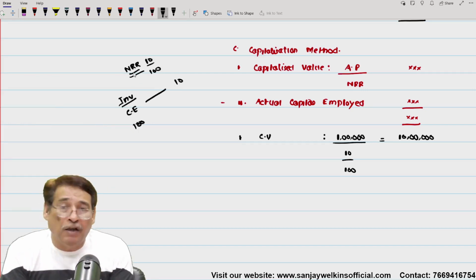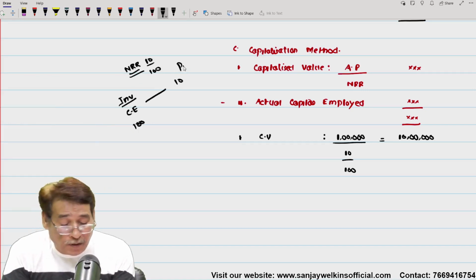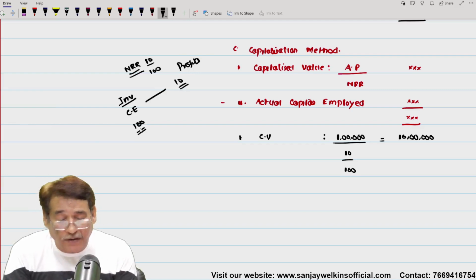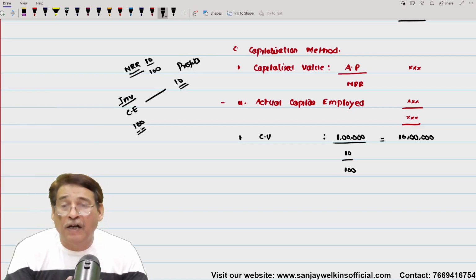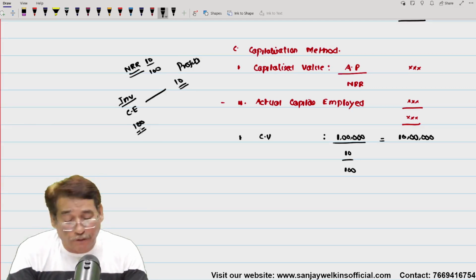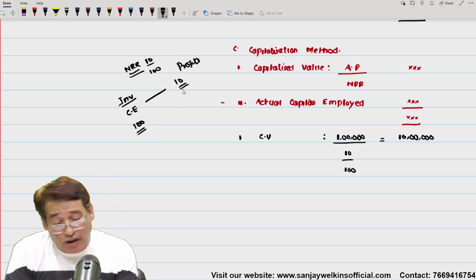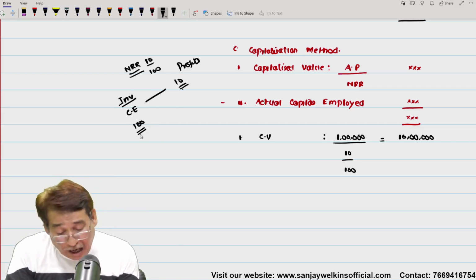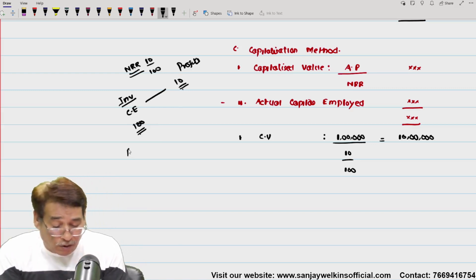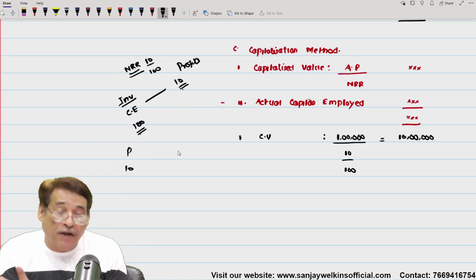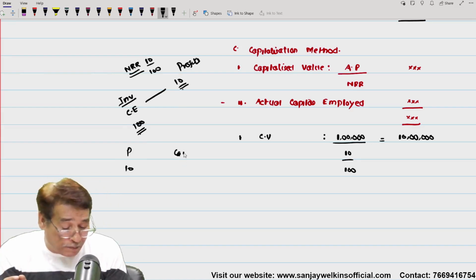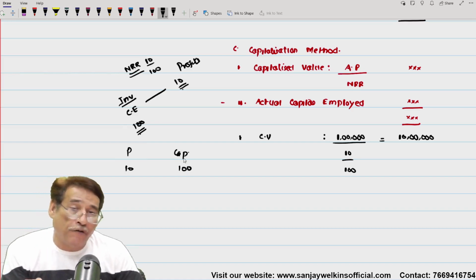Now put it in other words. In other words, it means in order to get a profit of 10, I will have to invest 100 rupees, because the normal rate of return is 10. In order to earn a profit of rupees 10, I will have to put up a capital of rupees 100. This is what we mean by normal rate of return.